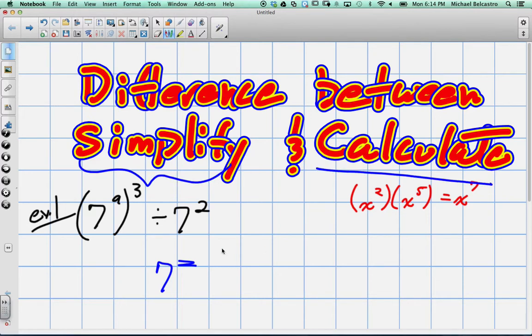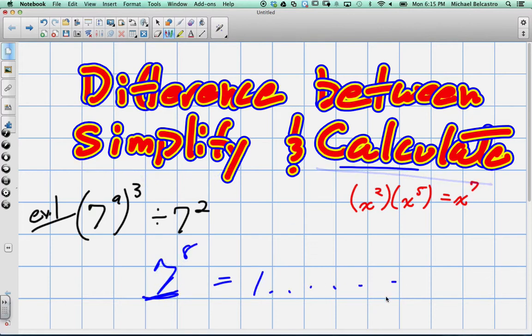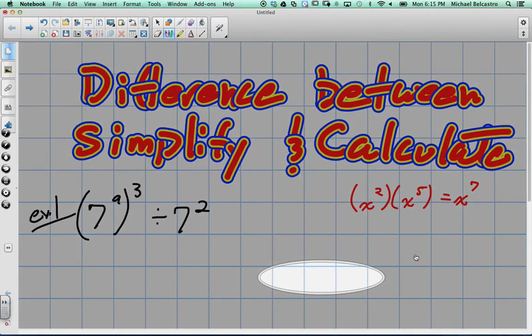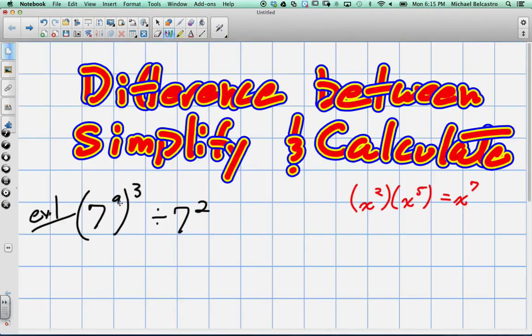To calculate would be to go from there, like say the answer ends up being 7 to the power of 8. Calculate would be actually seeing what that is, and it'd be some very large number, whatever it is. The simplifying is to get to here. The calculating is to give a definite answer in the end. Okay, so we're going to first simplify this.